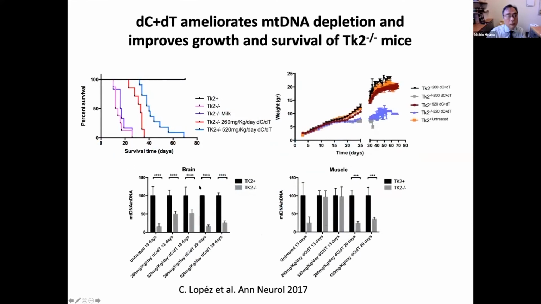And we see very similar results with the nucleosides, a doubling or tripling of the median survival of these knockout mice, depending on the dose of the nucleosides given, with improvements in the mitochondrial DNA levels in tissues early on. But unfortunately, the disease did progress, and of course, the mice did go on to die, but at least there was an effect on onset and survival of the mice.